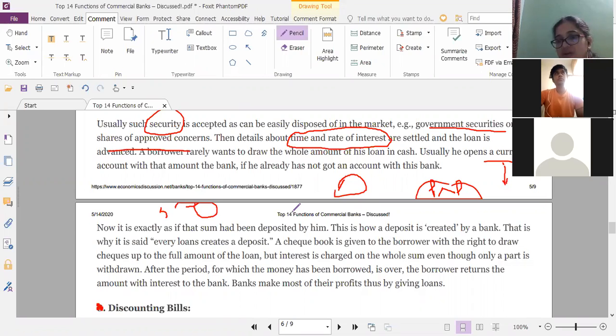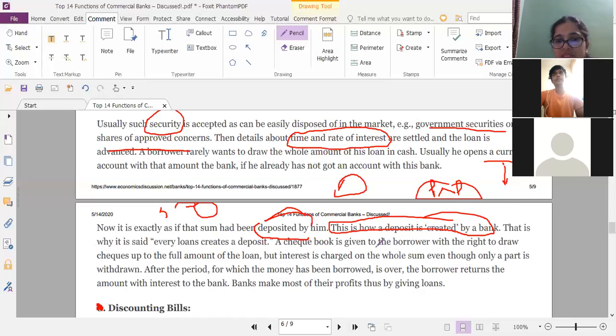So by giving loan, the bank is also promoting the deposits. See, you can see here. So this is how a deposit is created by a bank. That is why it is said every loan creates a deposit. Again, you must remember, if they're depositing money, then that money will be in the hands of banks itself, right? And then they can use that money, right?